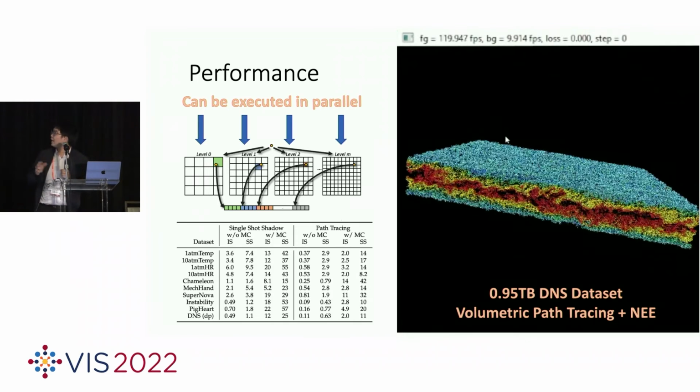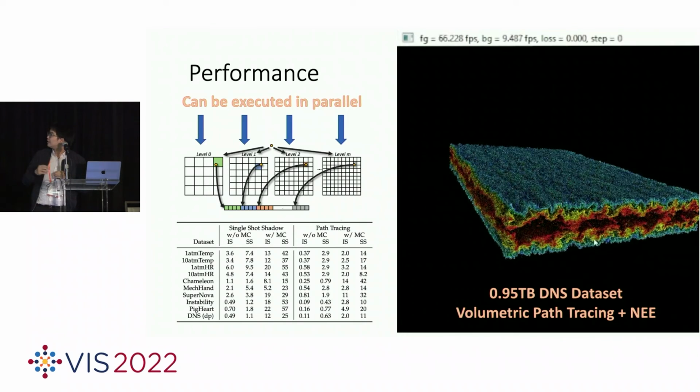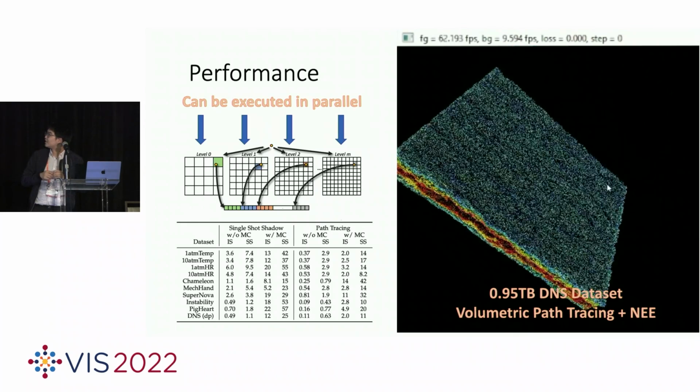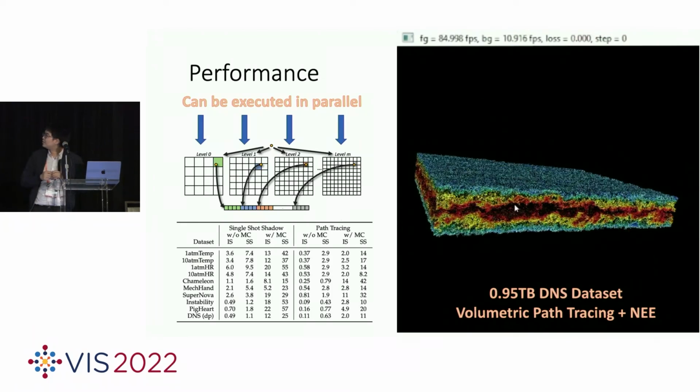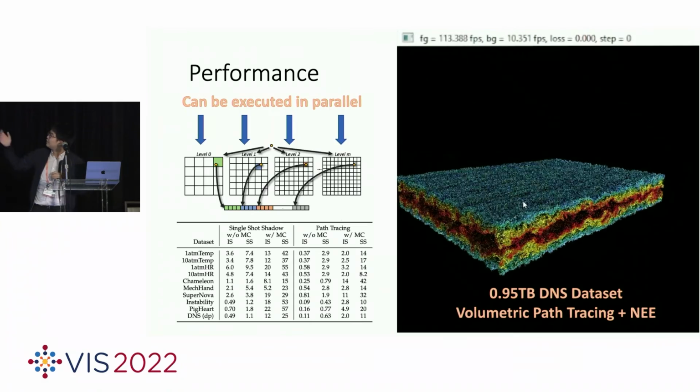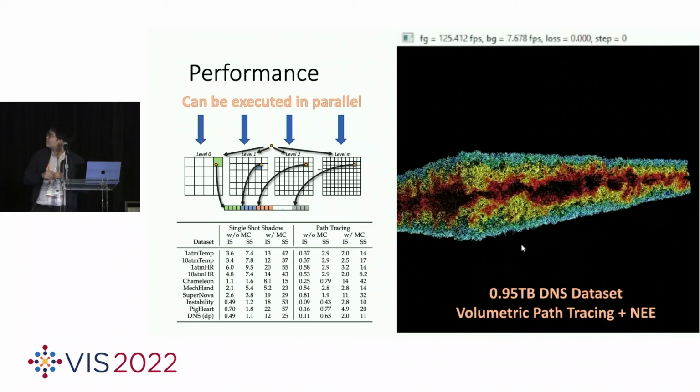This is the real-time capture of me rendering the 1 terabyte DNS dataset using my single GPU workstation, and the frame rate is about 10 FPS.